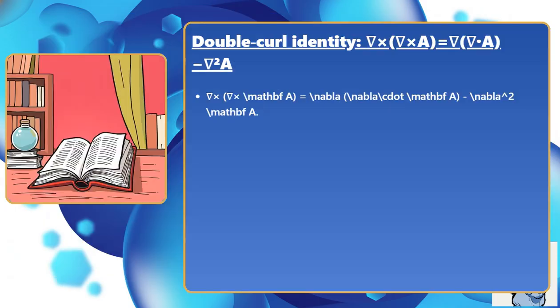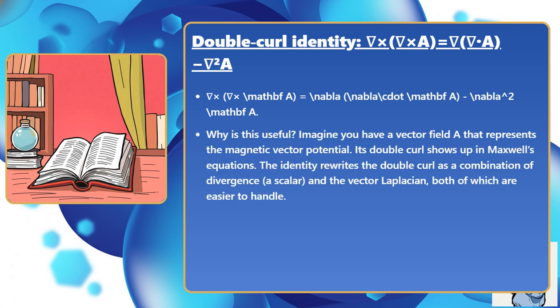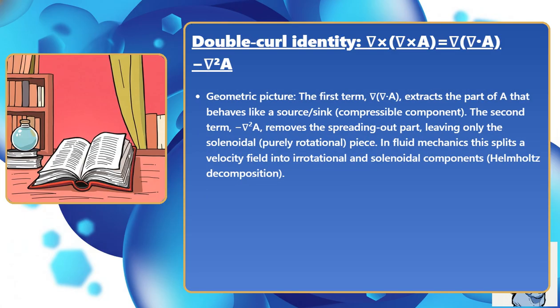Nabla cross nabla cross A equals nabla of nabla dot A minus nabla squared A. Why is this useful? Imagine you have a vector field A that represents the magnetic vector potential. Its double curl shows up in Maxwell's equations. The identity rewrites the double curl as a combination of divergence, a scalar, and the vector Laplacian, both of which are easier to handle. Geometric picture.